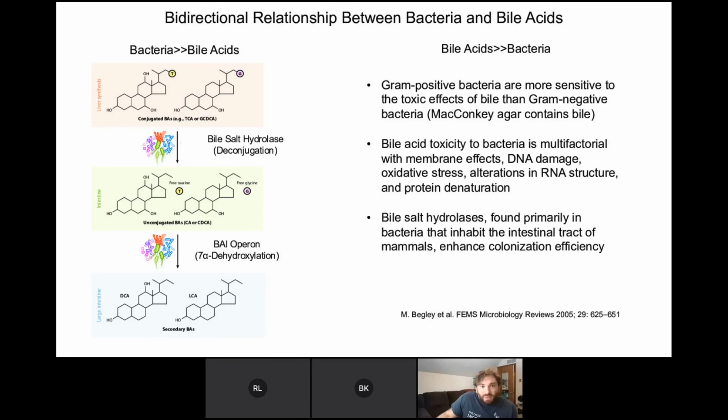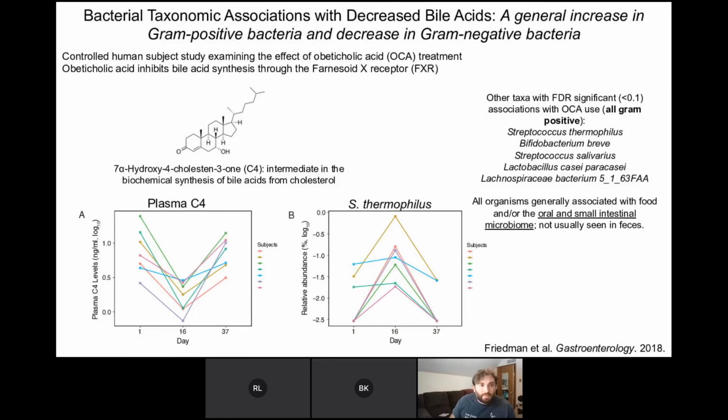So interestingly, bile acids also have an effect on bacteria. Gram-positive bacteria are actually more sensitive to bile acids than gram-negative bacteria, as they have toxic effects. And we use this in a microbiology setting to selectively culture gram-positive versus gram-negative organisms. This bile acid toxicity to bacteria is multifactorial and involves membrane effects and DNA damage, among others. And these bile salt hydrolases that I mentioned are really only found in organisms that inhabit the intestinal tract of mammals, and it's believed they serve to enhance the colonization efficiency of these organisms.